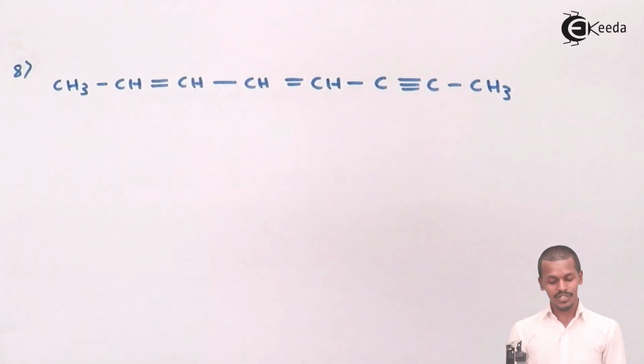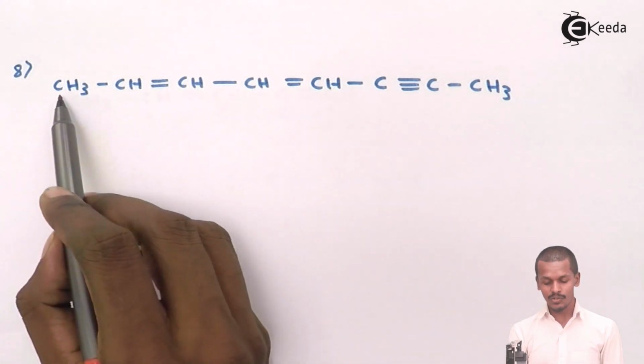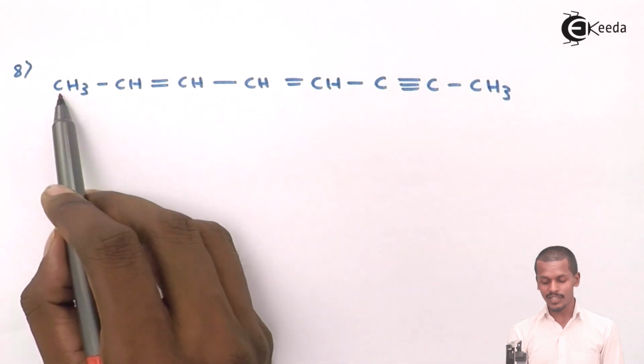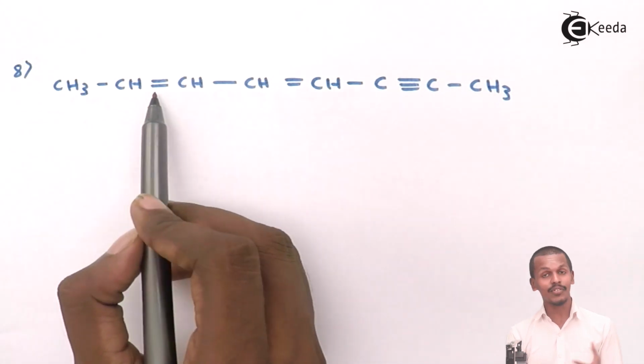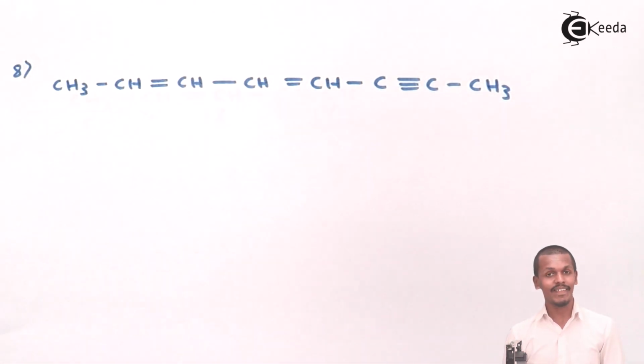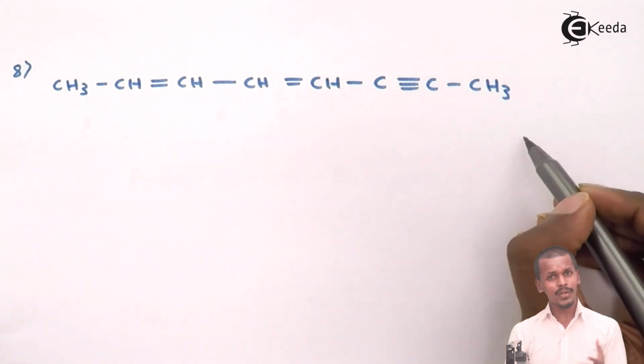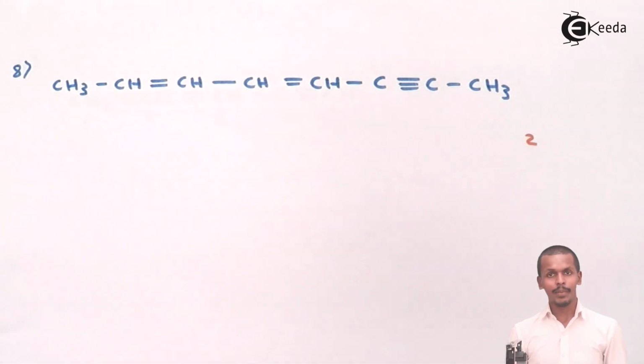Selecting the longest chain, again this one would be the longest chain because it doesn't consist of any kind of branching, and numbering. Numbering is the main thing, but let us check how the numbers we could get. Suppose I number it from this end, so this one would be carbon number 1, this one carbon number 2, and here we receive the first multiple bond, the carbon-carbon double bond. So I would name it here as 2, because we also have to check whether the triple bond and double bond are equidistant or not.